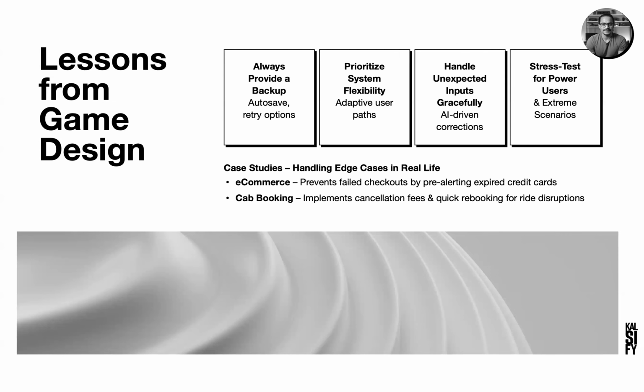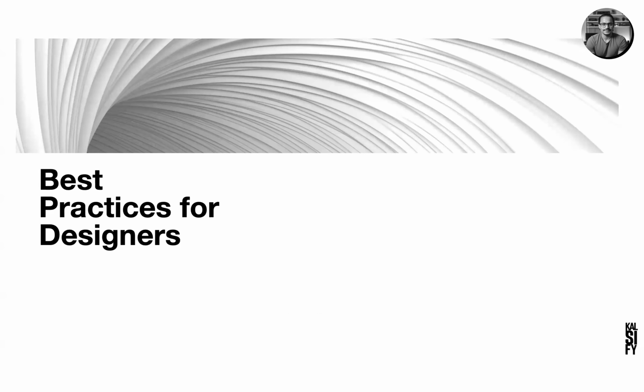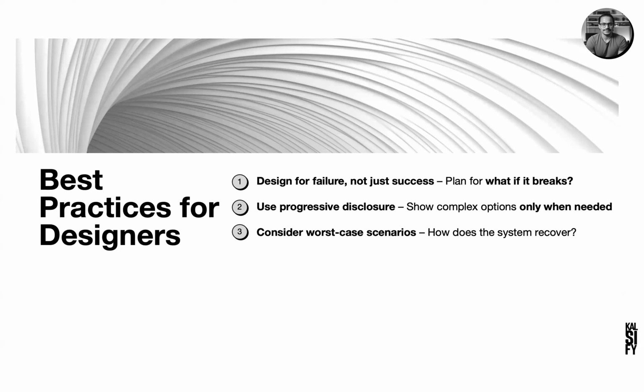Some of the best practices for designers are design for failure, not just success. Every interaction should have a what if it fails scenario. Use progressive disclosure, show complex options only when needed. Think about the worst case scenario. If it breaks, how does the user recover?